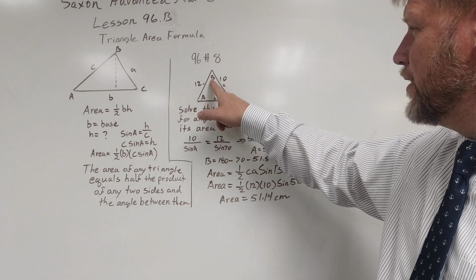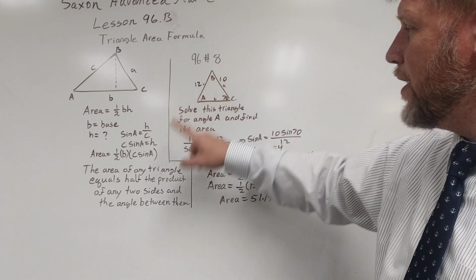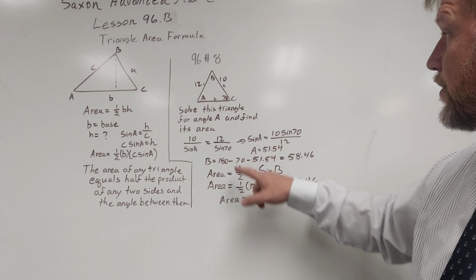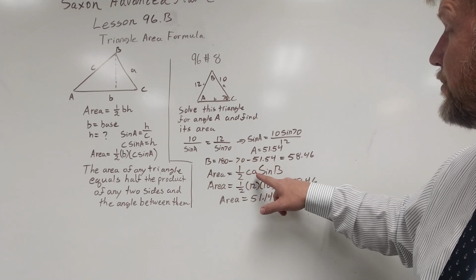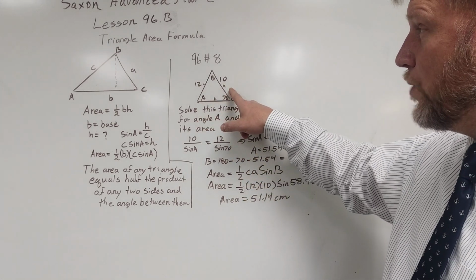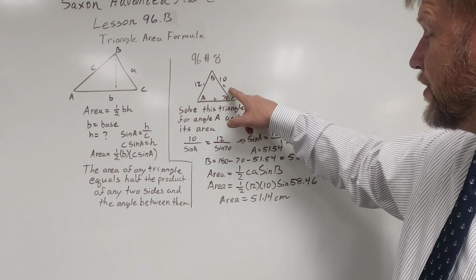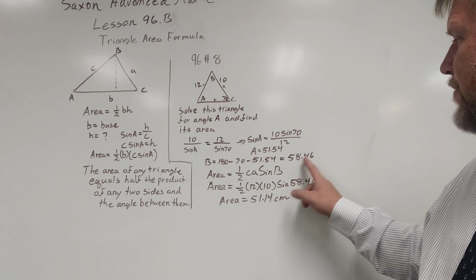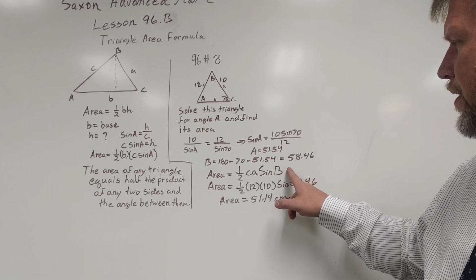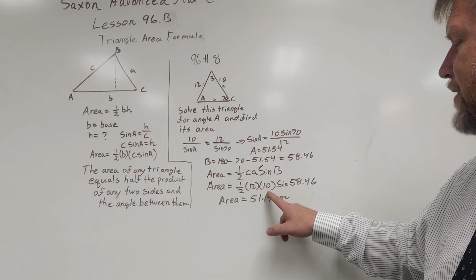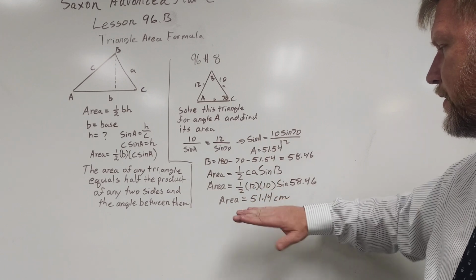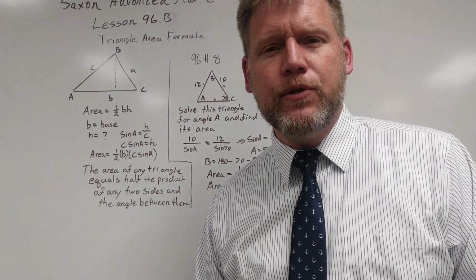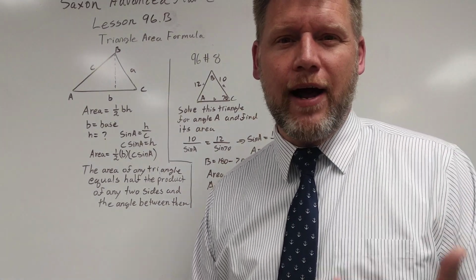Now, using our new formula right here, I can say 1/2 of C times A. C and A were the only known values, and the sine of B. Well, there's my sine of B. So I'm going to plug in my 58.46 for B. My C is 12, my A is 10, and I get 1/2 of this, and this equals the area is 51.14 centimeters.